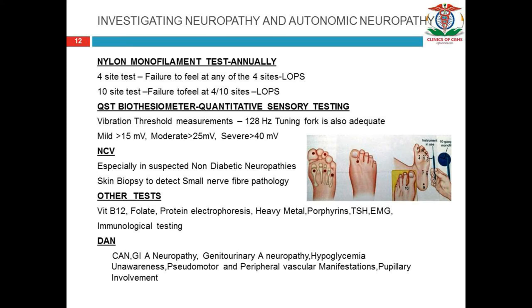There can be 2 ways in which we can use a monofilament to test neuropathies. There are 4 sites or 10 sites. There are 4 sites on the foot. Suppose this is a foot. Then first, third and fifth metatarsal, head of first, third and fifth metatarsal, and the plantar side of the toe and the dorsum of the first web. These are the four sites. If at any of these sites the patient cannot feel the filament, then we can say that the patient has a neuropathy.